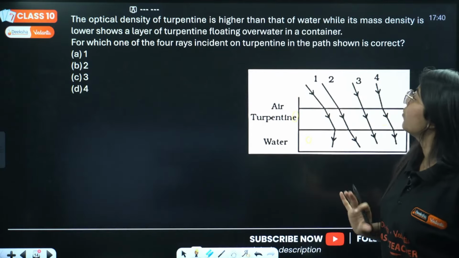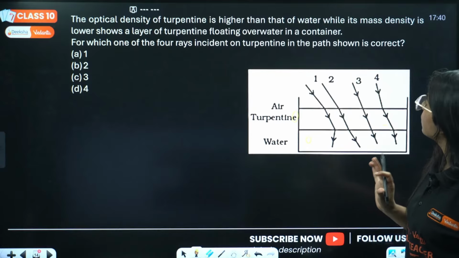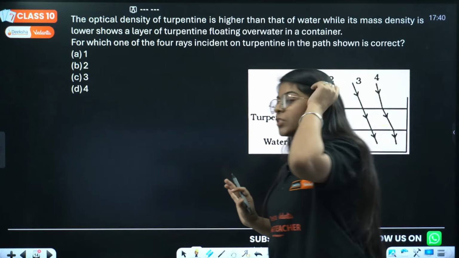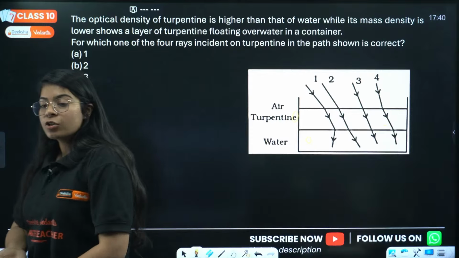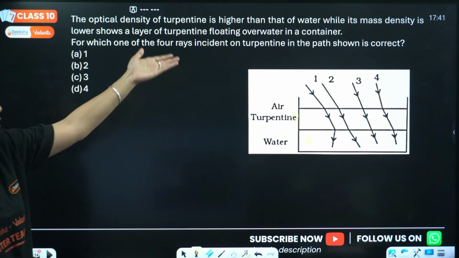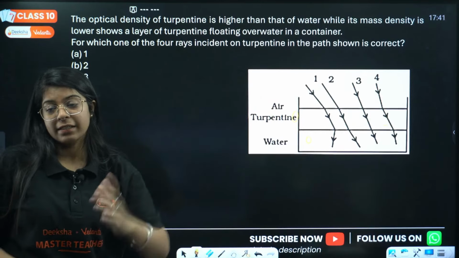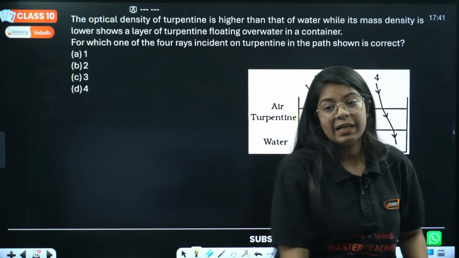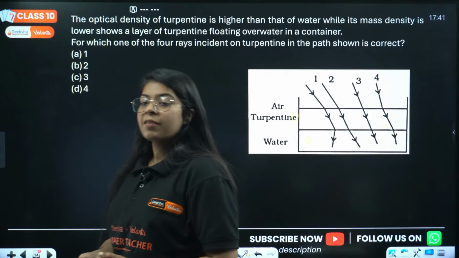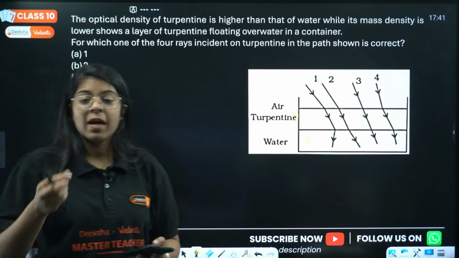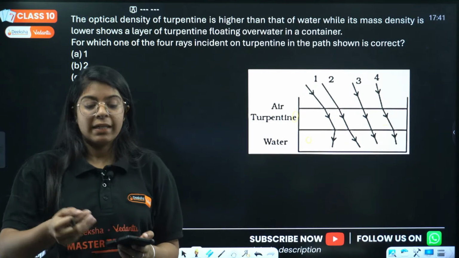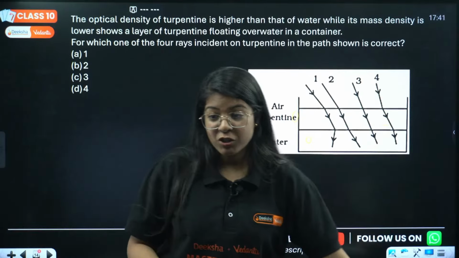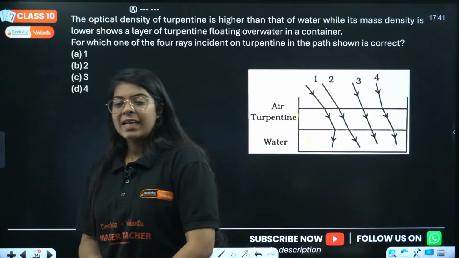For which one of the 4 rays incident on the turpentine oil is the path shown correct? Which one of these rays shows the correct path of the incident ray? Which one shows the correct representation of the refraction that is happening when the light is going from air into the turpentine into the water? Question on refraction. Let me know the answer.